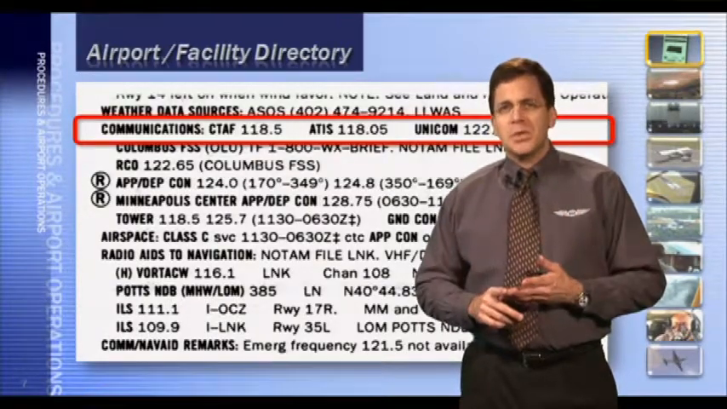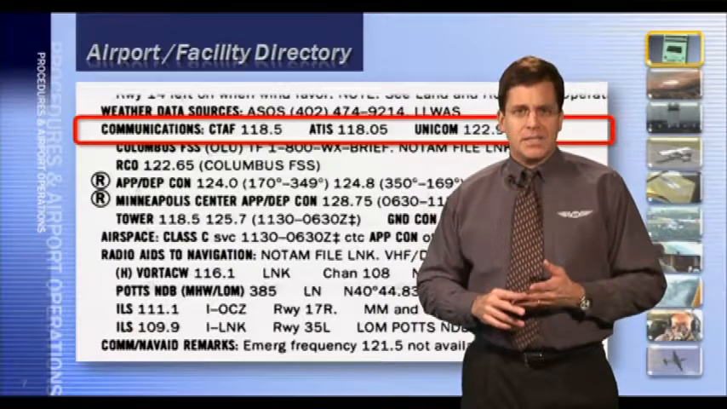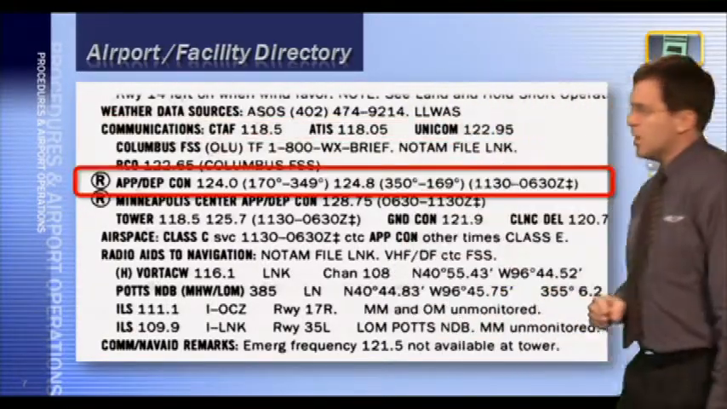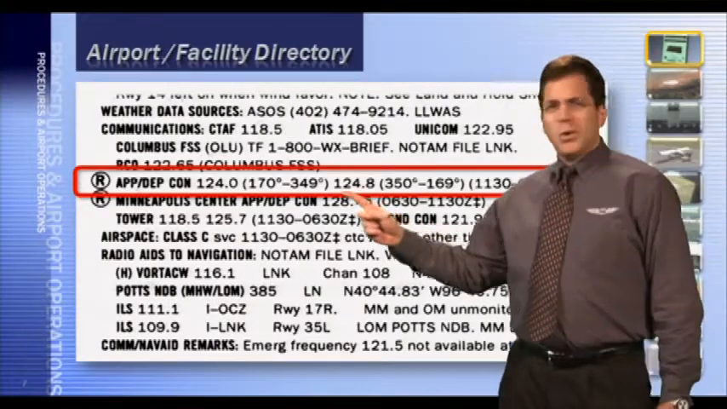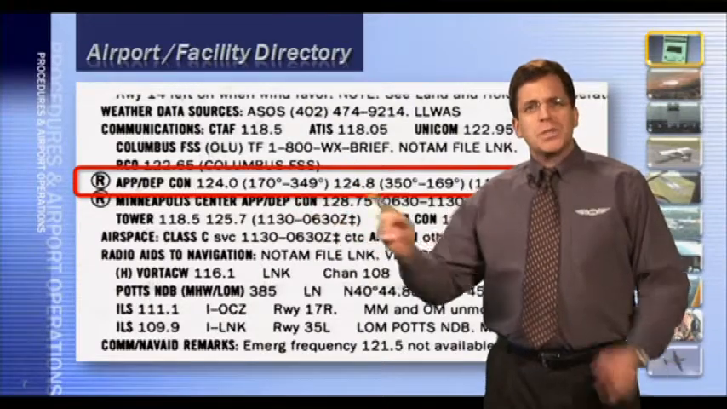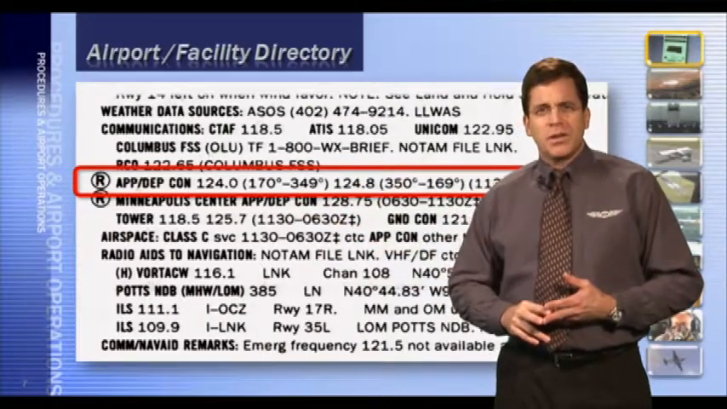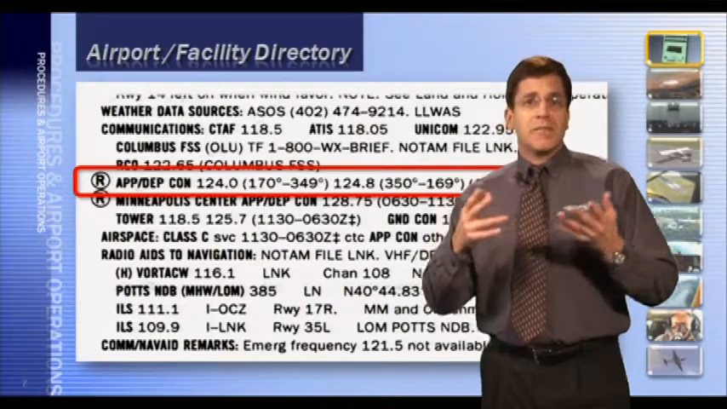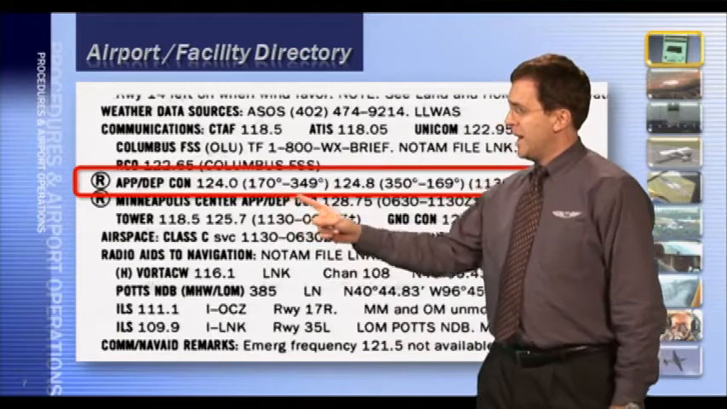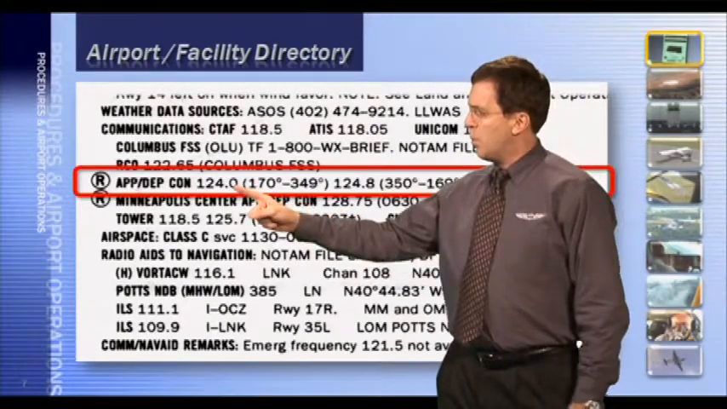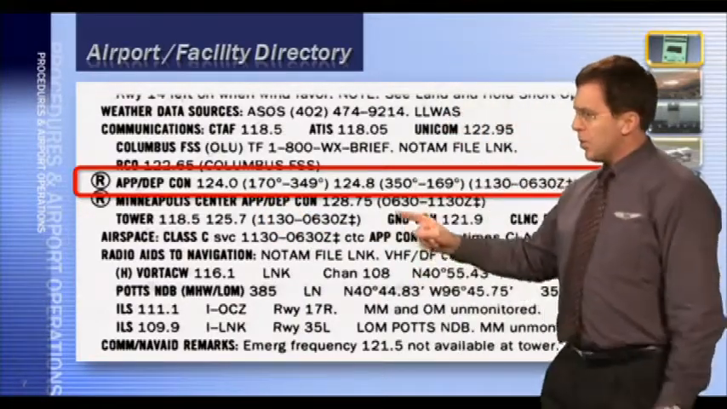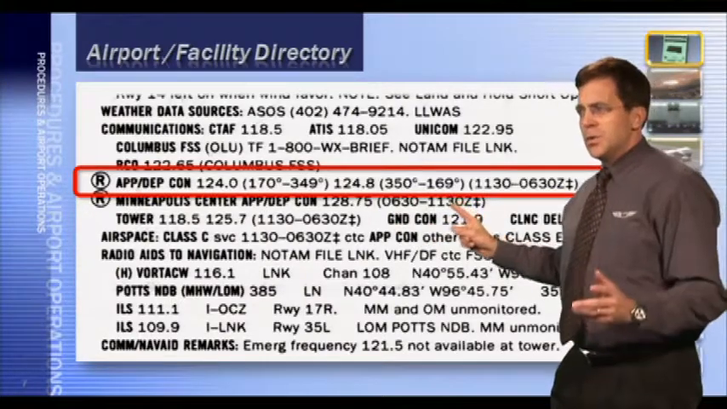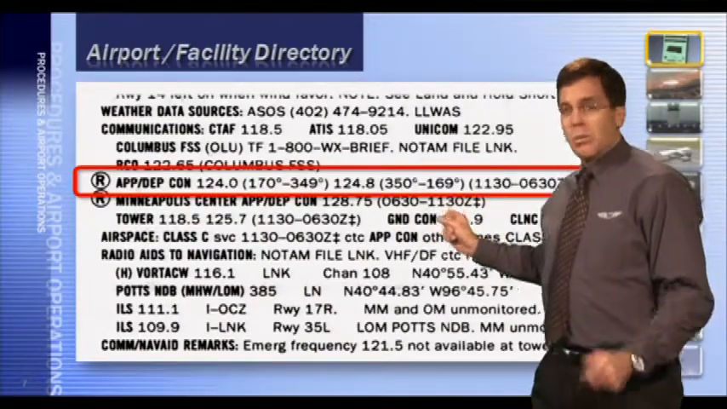Next, notice that Lincoln Municipal Airport lies within Class C airspace, so you must establish communications with approach control. You can find the approach and departure frequencies in this section. Two frequencies are available right here, and we'll go into some detail. Which one you use depends on where you are relative to the airport. If you're approaching from the west, 170 degrees through 349 degrees right here, you would use frequency 124.0. If you're arriving from the east, 350 degrees through 169 degrees, you would use the initial contact frequency of 124.8.